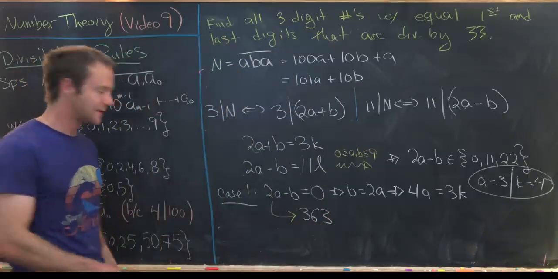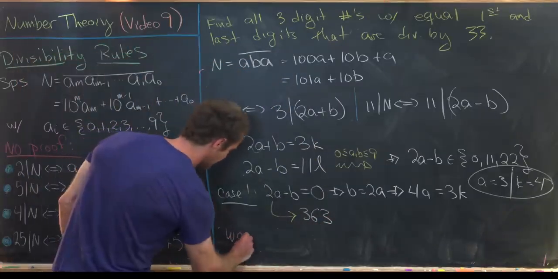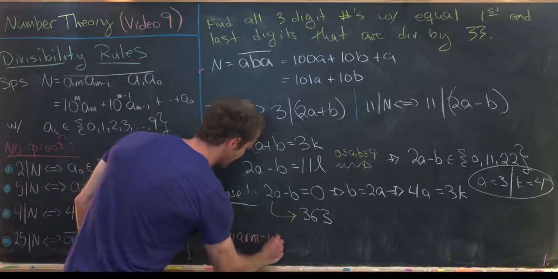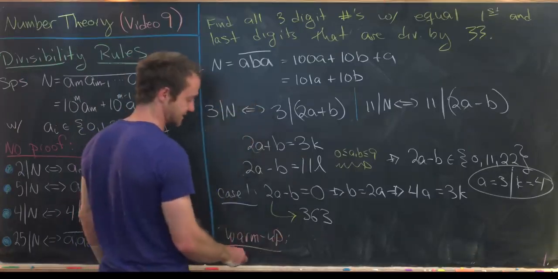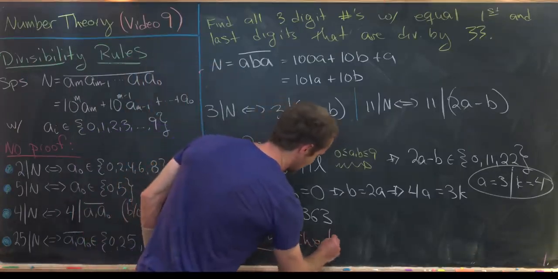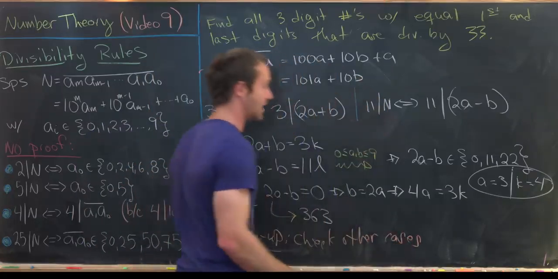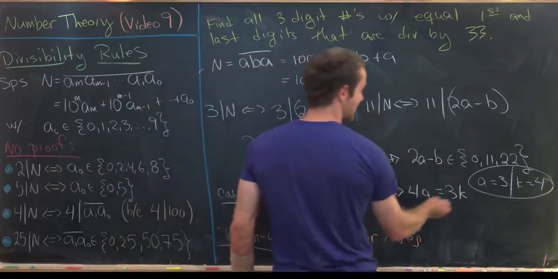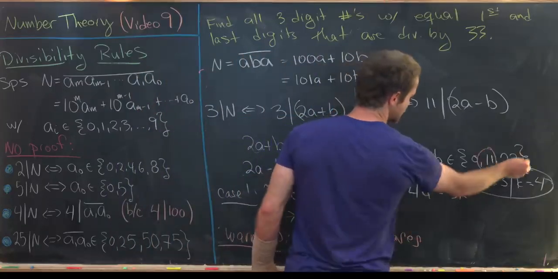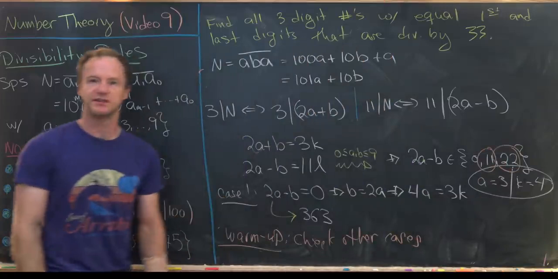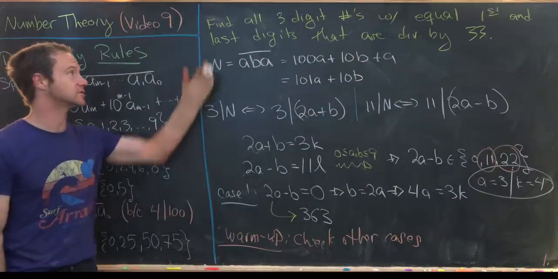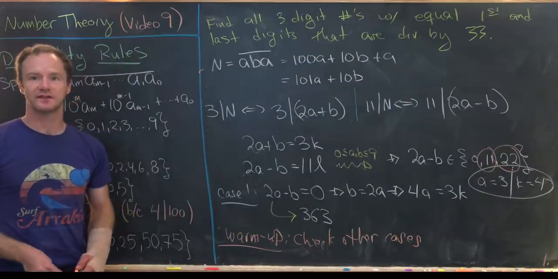363. Now, as a bit of a warm-up exercise, you guys should check the other two cases. So let's write that down. Check other cases. In other words, when 2A minus B equals 11 or 2A minus B equals 22, and see if we get any other solutions to this puzzle. And that's a good place to stop.